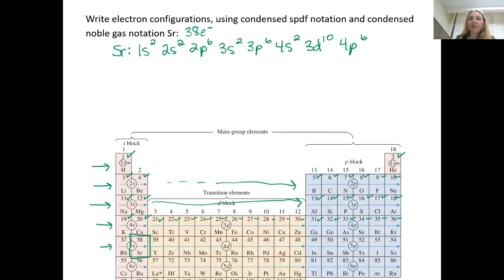And now we go here to 5s. And there's 1, and we get to our element we're looking for, 2. Okay, so all of these elements are going to build up. So strontium, the SPDF configuration, not the noble gas configuration, is 1s2, 2s2, 2p6, 3s2, 3p6, 4s2, 3d10, 4p6, 5s2.